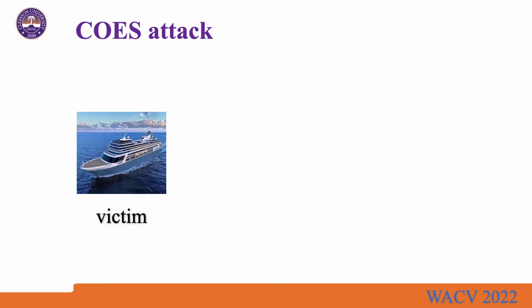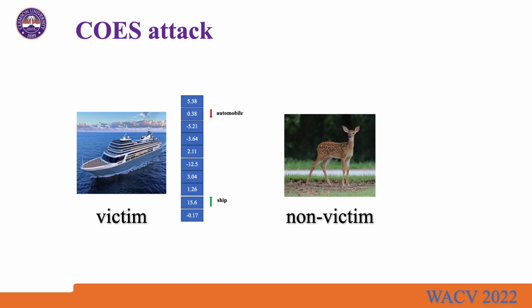For the COES attack, we need to take care of images from both the victim class and the non-victim classes, since we only want to compromise the accuracy of the victim class. For images from the victim class, we perform the same operation as in the COEG attack. For images from non-victim classes, we only focus on the ground truth class to retain the feature information.